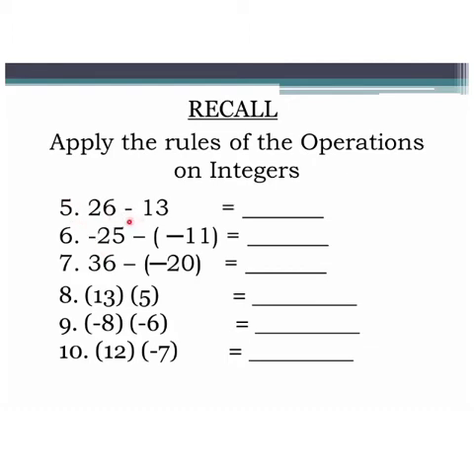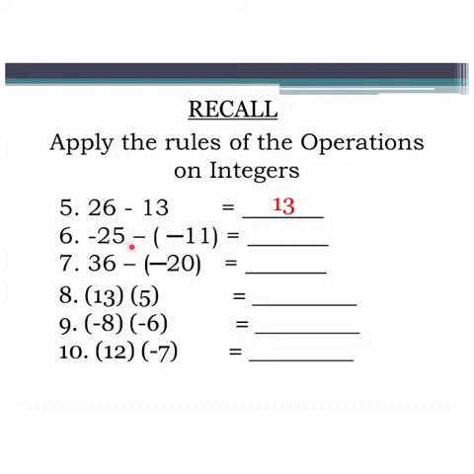Next, number 5. This is subtraction of integers. 26 minus 13. Since the minuend is bigger compared to the subtrahend, we can do the subtraction right away. 26 minus 13 is positive 13. Then number 6, negative 25 minus negative 11. Both integers are negative.